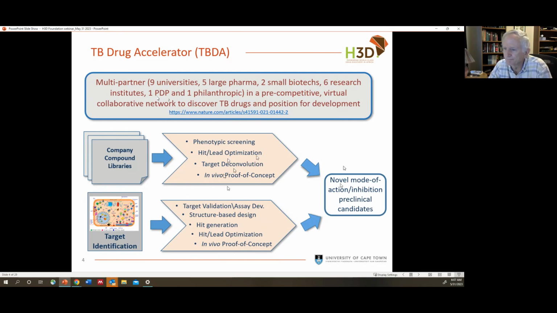The main goal most projects are going after is to get in vivo proof of concept. So it's not just getting good MTB activity. Obviously, it's also trying to get appropriate PK properties so that it would work in an animal model.